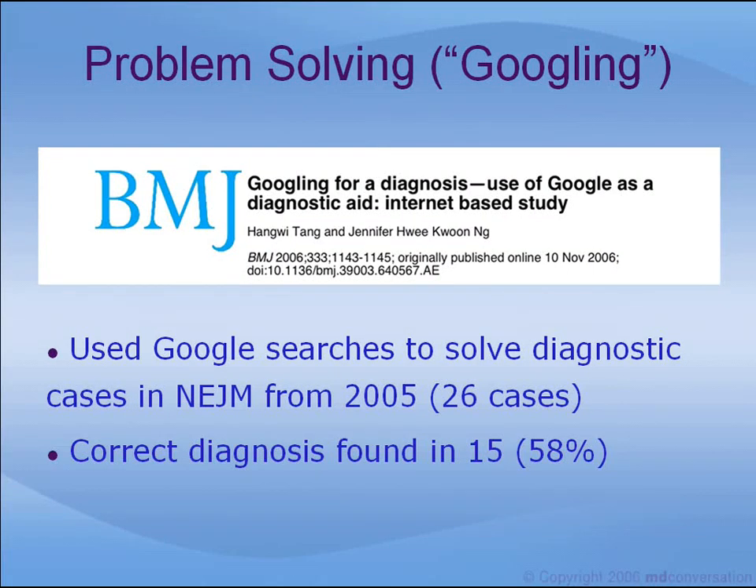This was an interesting article published just at the end of last year using Google to search for and solve diagnostic cases presented through the New England Journal. They reviewed 26 cases and used Google searches and found the correct diagnosis in 58 cases. They tried to pretend as though they didn't know much about the subject, and through Google they were still able to come up with the correct diagnosis in 15 out of 26 cases.